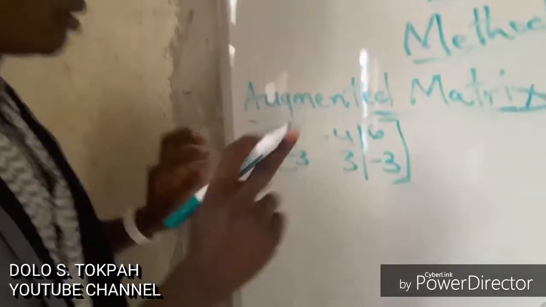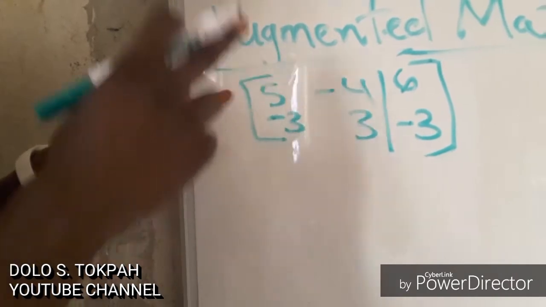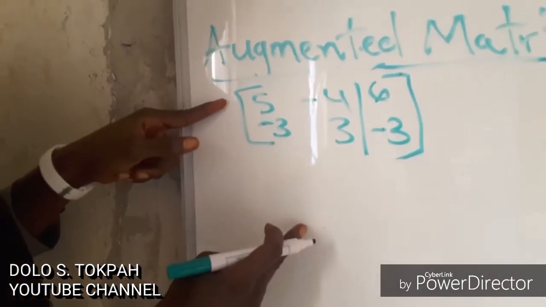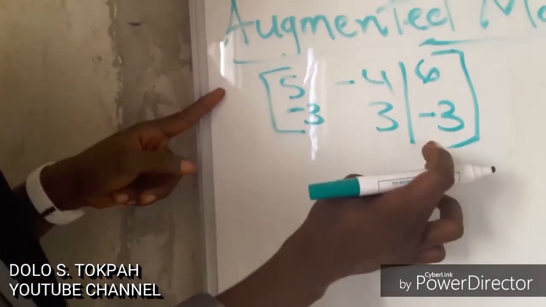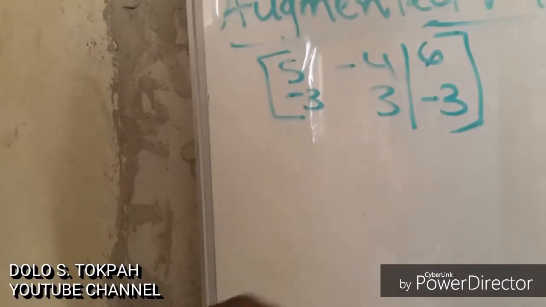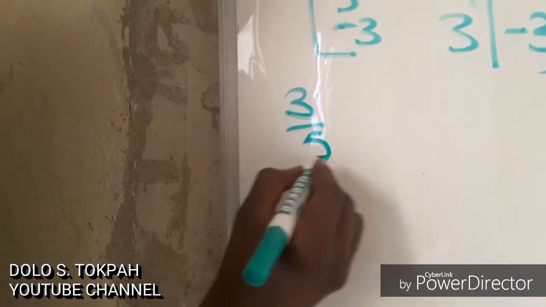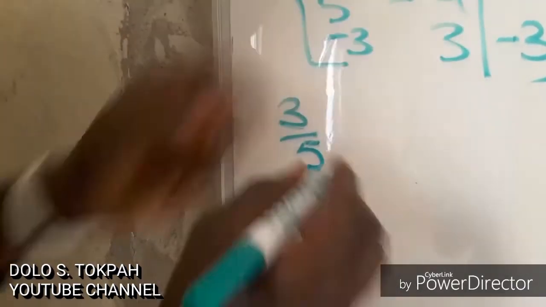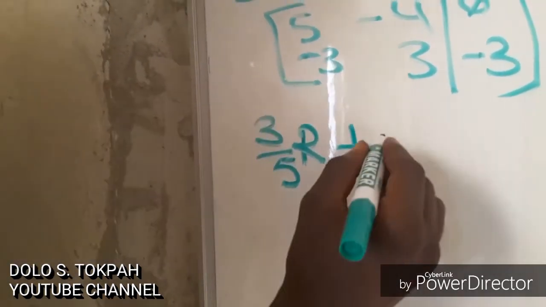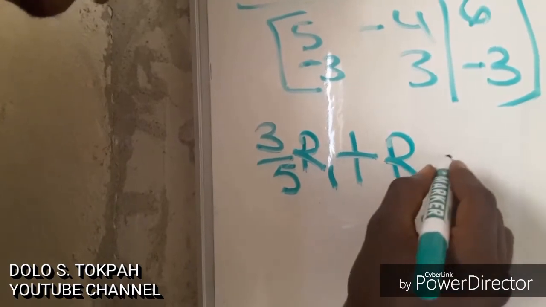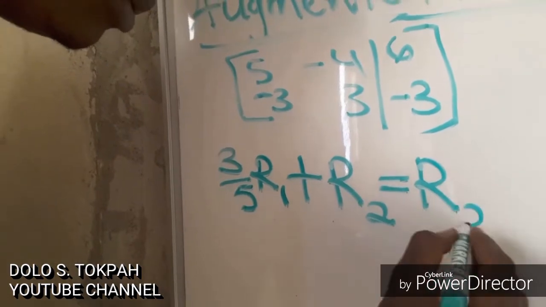We want to find a number that we can multiply by 5 there, positive 5, and the result added to minus 3 will give us 0. So the number we multiply by the first row plus the second row will give us the result of the second row. Now, that number will be 3 over 5 times this first row, row 1, plus the second row, row 2, will give us the result of the new second row, row 2.